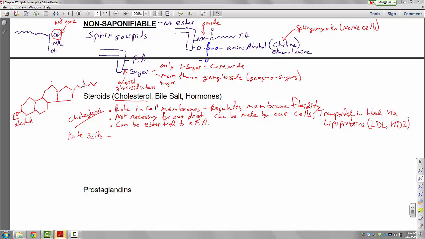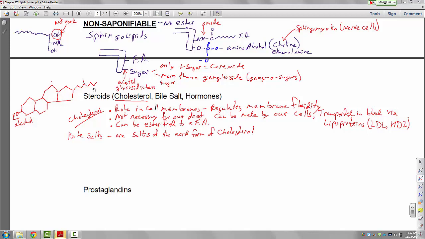This alkyl chain here ends up getting a carboxyl group, essentially an acid. So bile salts are salts of the acid form of cholesterol.